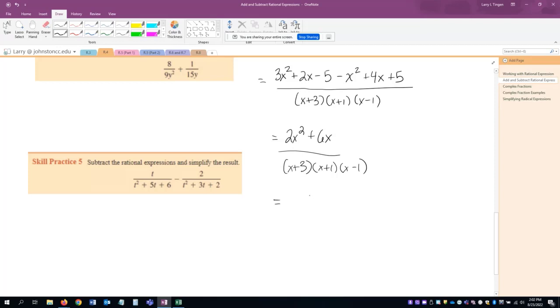Look at that numerator. It's a binomial, but it has some common factors. So let's get those out, right? We need to be in factored form. 2x squared and 6x both have a factor of 2x. And what is that going to leave me? 2x squared divided by 2x is x. 6x divided by 2x is 3. Hey, wait a second. It's like I knew this was going to happen.